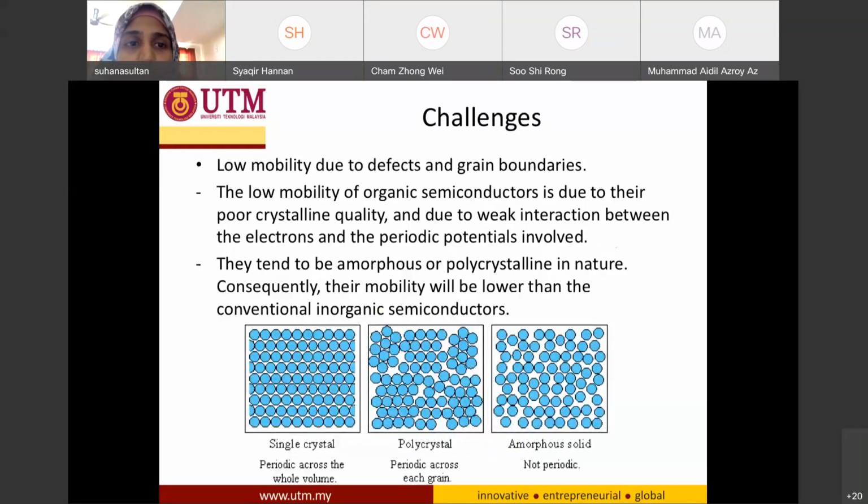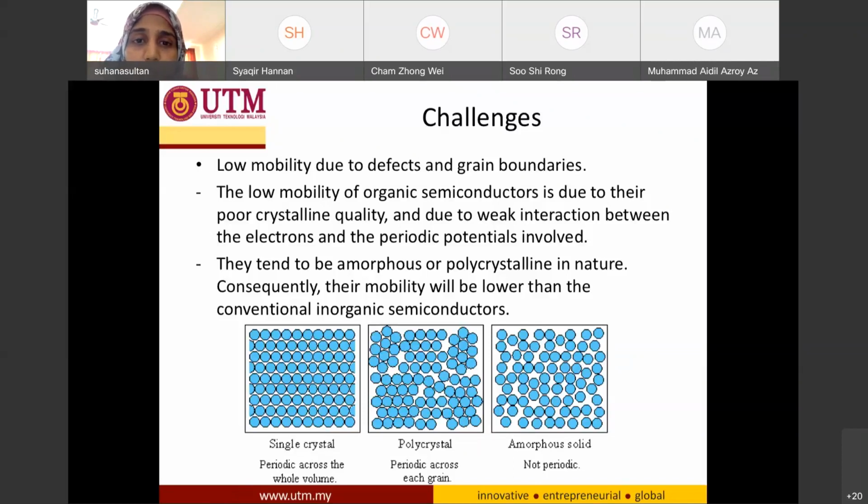Another type of challenge is the low mobility. Why does organic have low mobility? Because it is not a perfect crystal like silicon. The structure of organic semiconductor is not periodic. You have lots of defects and grain boundaries. Maybe in between one grain and another grain, there are boundaries. So this will hinder the movement of electrons from one atom to the next atom. That's why it slows down the transport of electrons in the channel.